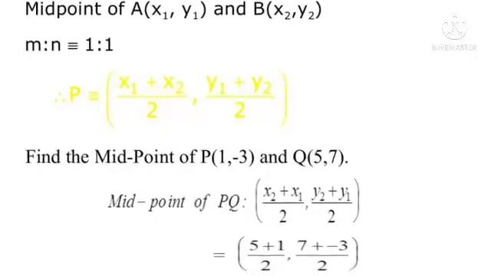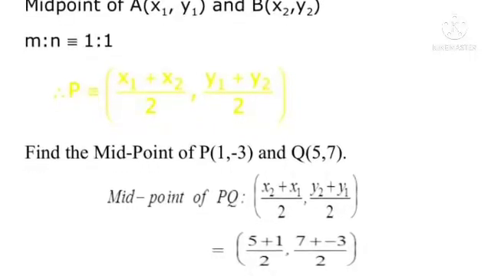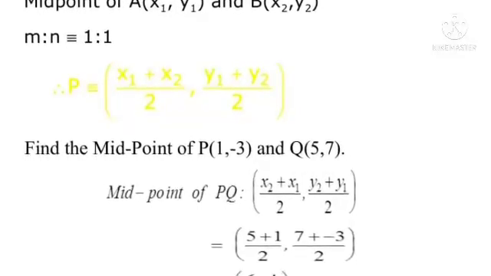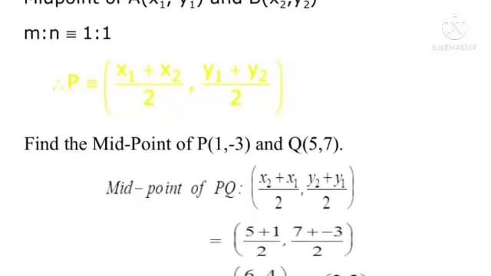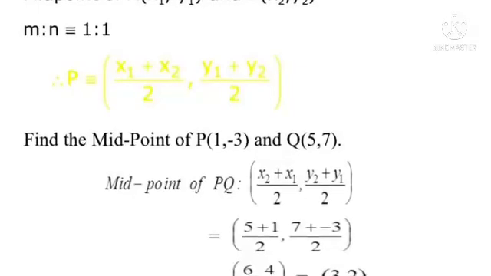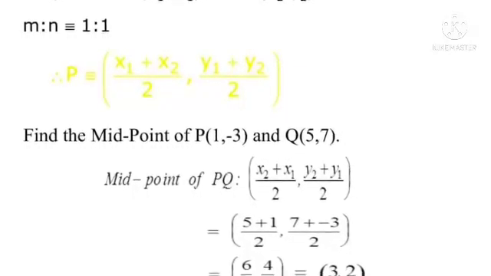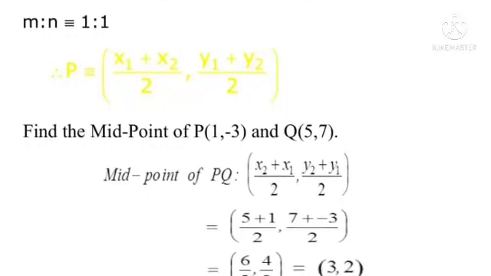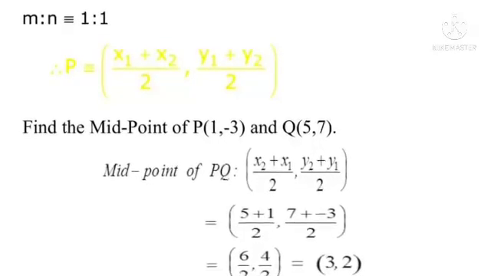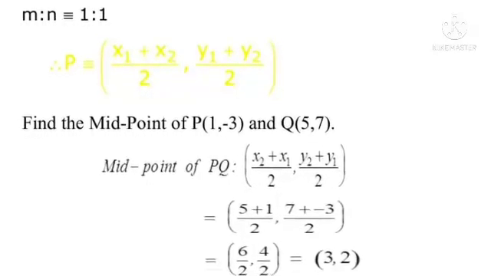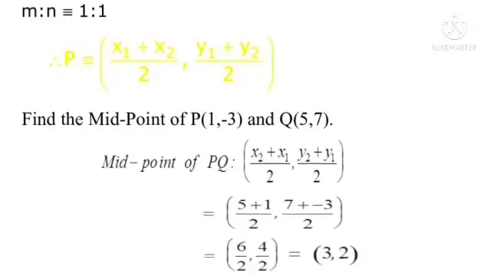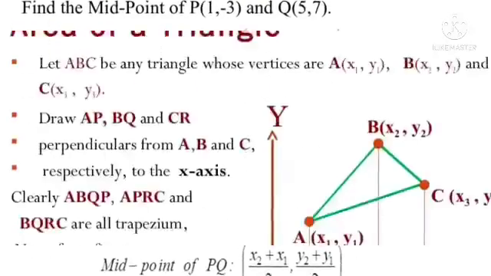Midpoint of PQ is equal to the formula. Then we are substituting the values in the formula: (5 plus 1) upon 2, comma (7 plus of minus 3) upon 2, which gives us 6 upon 2, comma 4 upon 2, which is equal to (3, 2).